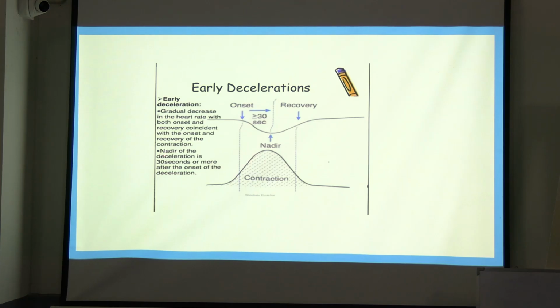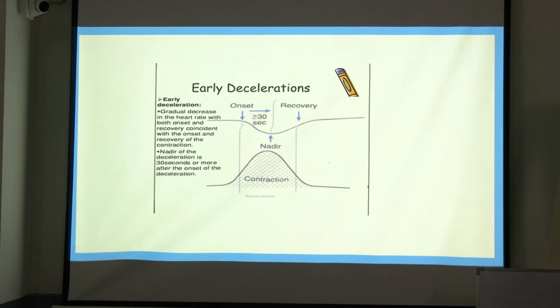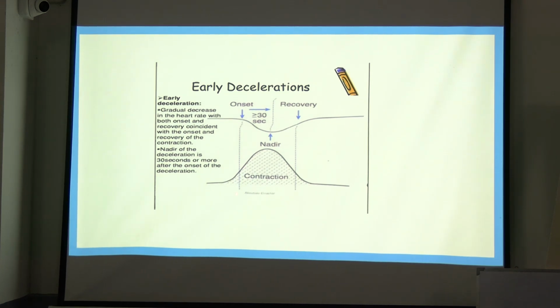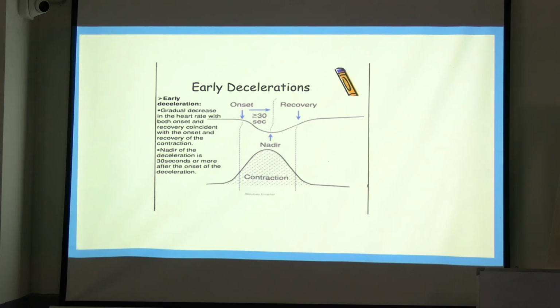That is a mirror image. So, the nadir of the deceleration is 30 seconds or more after the onset of the deceleration. It means the nadir is approximately 30 seconds after the peak of the deceleration. Or sorry, after the onset of the contraction. Okay. So, this is 30 seconds or more. The nadir is 30 seconds or more from the start of the contraction. This is early deceleration.